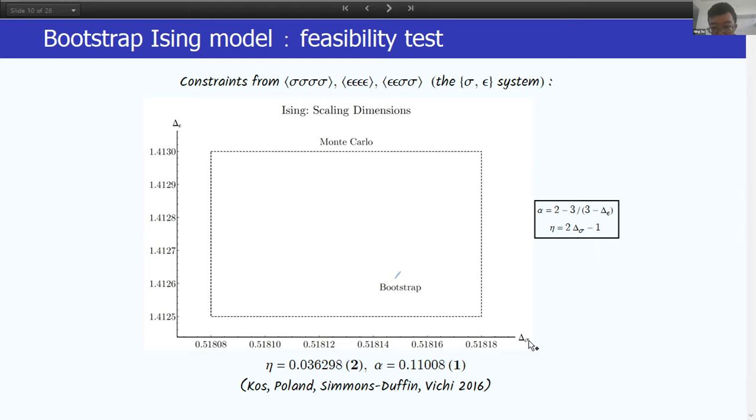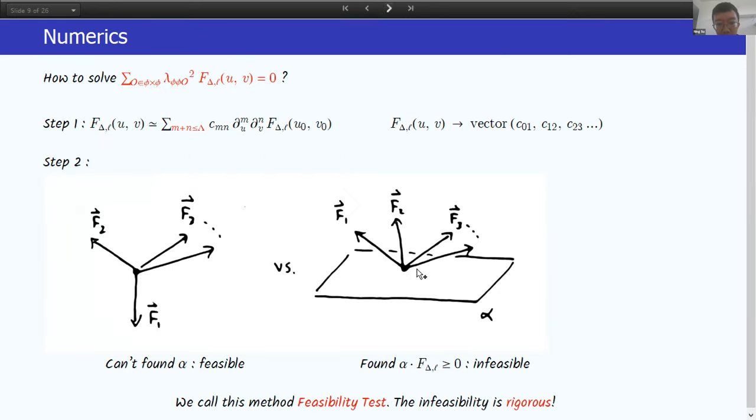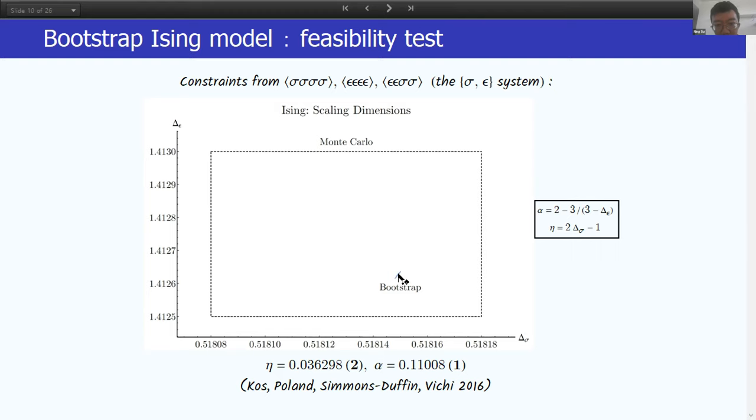In this plot, the horizontal axis is the scaling dimension of sigma. The vertical axis is the scaling dimension of epsilon. And here we see a very small island. Outside the island, in those white regions, we can explicitly construct this functional alpha. Only inside the island, we cannot construct such an alpha. So it's possible for the Ising model to live inside, but outside it's completely 100% ruled out.